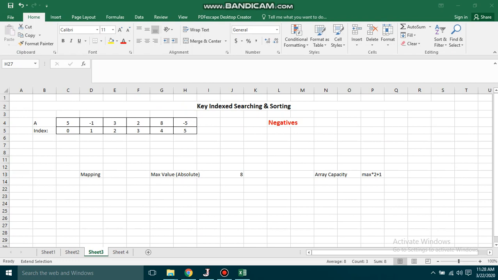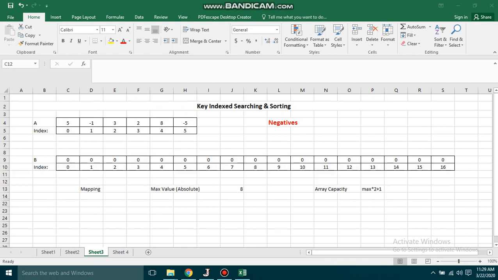So let's look at this example. Okay, so we created my array B, which has a capacity of double the maximum value in absolute terms. So we have indexes from 0 to 16. How are we going to map these values? The technique is shifting the negative values to the positive side. How does the shifting technique work? We have to add the maximum value, which we found in absolute terms, to the actual value.